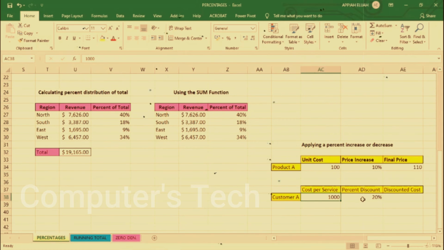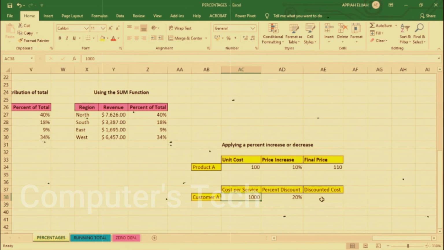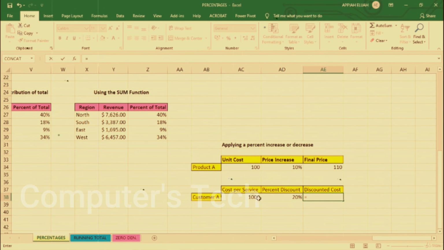And so to decrease the number by a percentage amount, because it's a discount, you multiply the original amount by 1 minus the percent discount. So let me shift it here small. And so we have to also enter in the formula. We begin with an equal sign, and then we are going to multiply this value, which is AC38. We multiply, then we open parentheses, 1 minus the discount percentage, which is 20%, but it is a cell address. So you can click on this and then it will enter the cell address here, and then you close the parentheses.